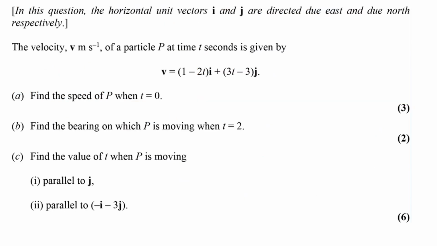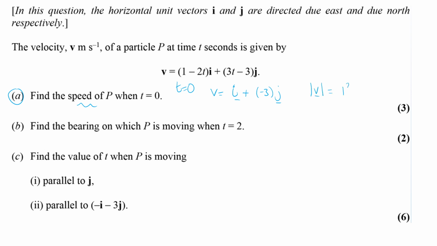This is another vectors question, and again we're given velocity in terms of t. Now we can see if we differentiated, acceleration would be constant for this question, but we're not asked to do anything with acceleration. For part A, we're just asked to find the speed. The speed is the magnitude of the velocity, so we need to take the magnitude. But first of all, we put in that t is equal to 0 and find what v is. So that's just going to be i, and then in the j it's going to be minus 3 in the j.